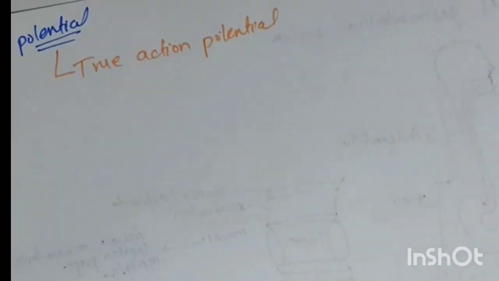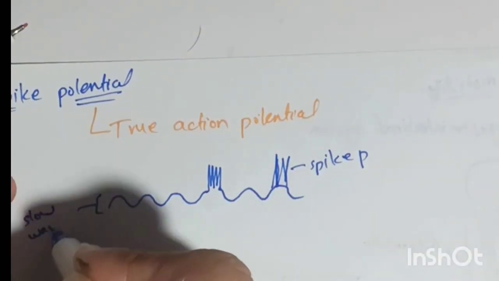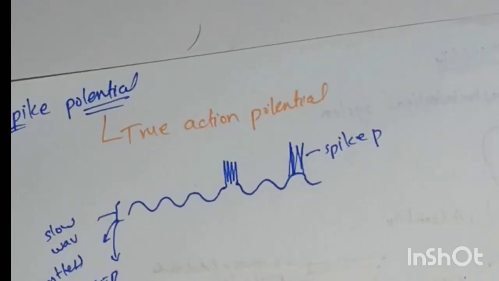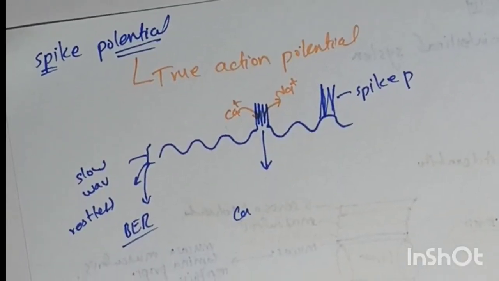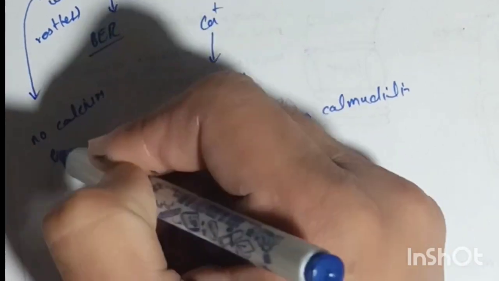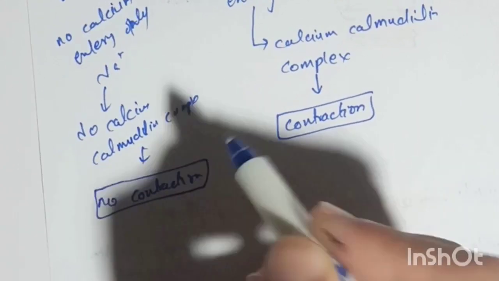We have discussed the slow wave potential. The spike potential is the true action potential. A stimulus produces a spike only when the slow wave is in the depolarized state, not in the hyperpolarized state. Slow waves are also called the basal electrical rhythm. The action potential causes calcium ion entry into the cell, and calcium forms the calcium-calmodulin complex, which causes contraction of the smooth muscle in the GIT. But in the basal electrical rhythm there is no calcium entry, no calcium-calmodulin complex, and no contraction.